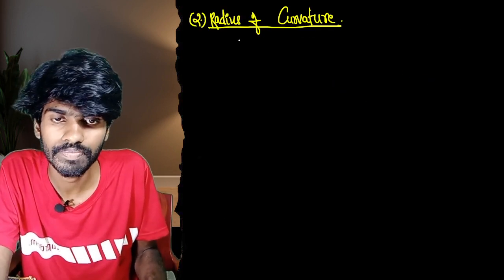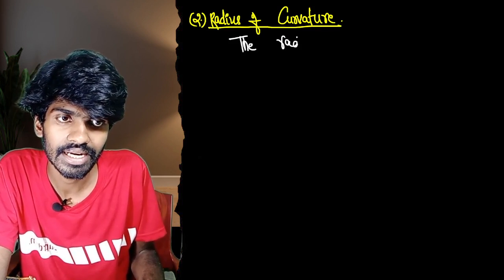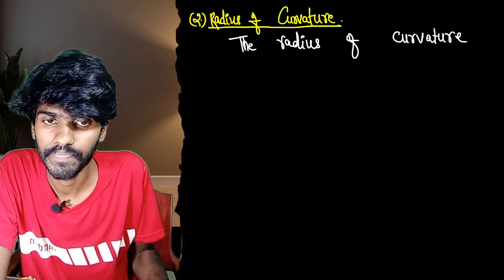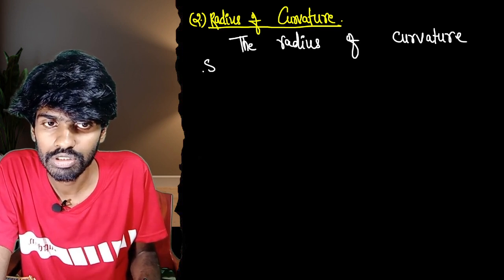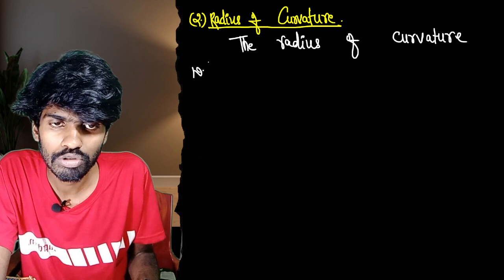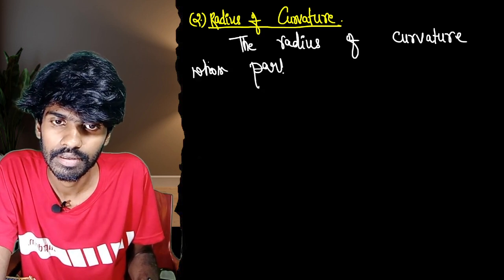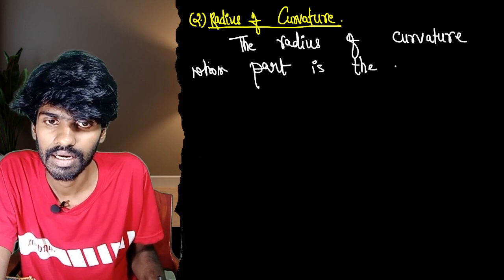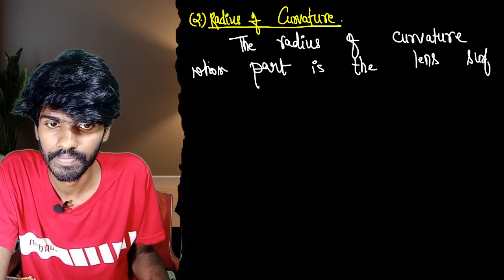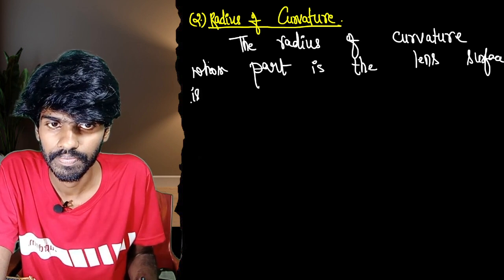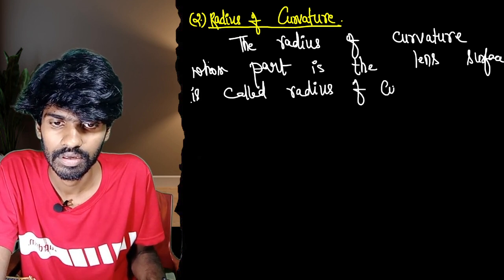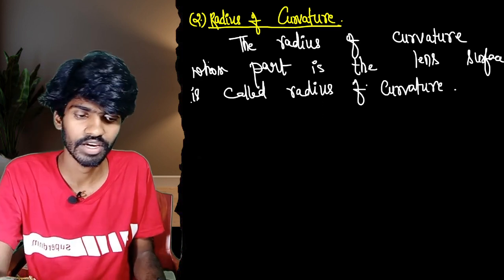So you can write this definition: the radius of curvature of the sphere whose part is the surface, or lens surface, is called radius of curvature. Okay, this is called radius of curvature.